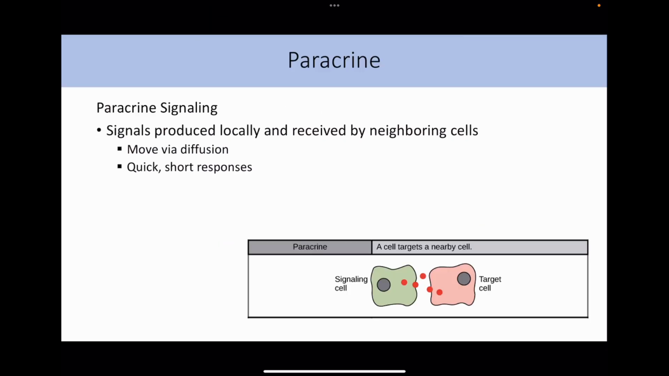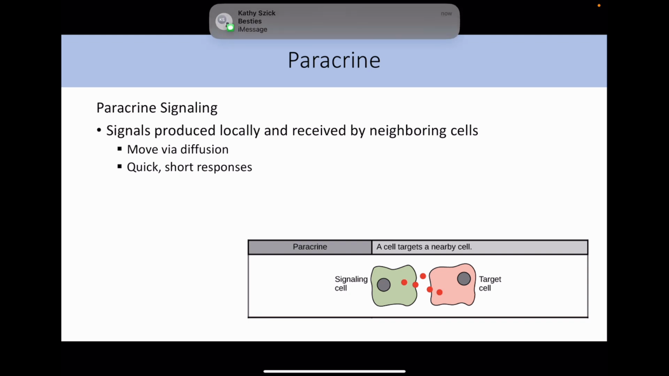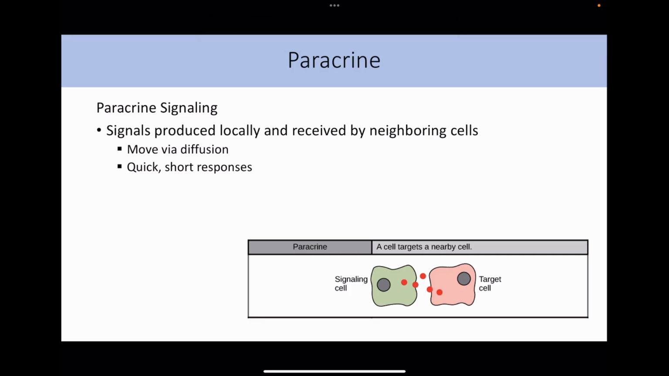Paracrines, on the other hand, these signals are produced locally and are received by neighboring cells, so someone right next to it. They move by diffusion, and these are very short, quick responses. Examples include clot formation that I'll talk to you about in a second, and then synaptic signaling. So when a neuron communicates with another neuron, that's technically paracrine signaling. A signal is being sent out and binding to a neighboring cell.